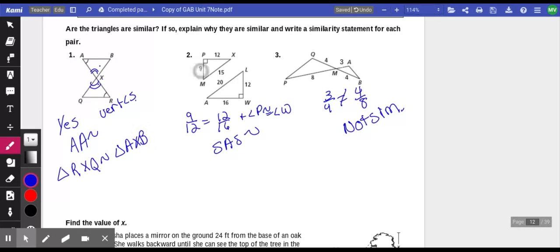Number 2, if I do 9 over 12, it's equal to 12 over 16, and they have an angle in between, so they are similar by side-angle-side similarity. I could have also done this one by side-side-side. And that would have worked as well. My triangles are triangle PMX is similar to triangle WLA. And number 3, those are not similar because 3/4 is not equal to 4/8.